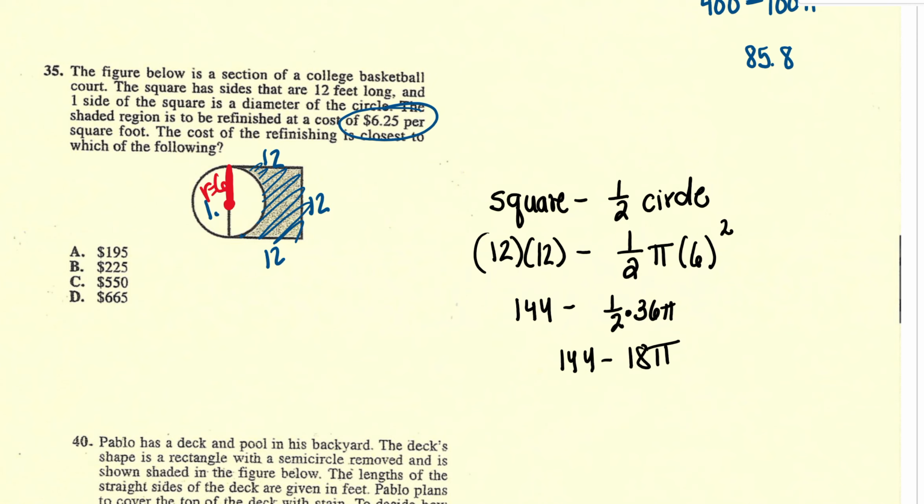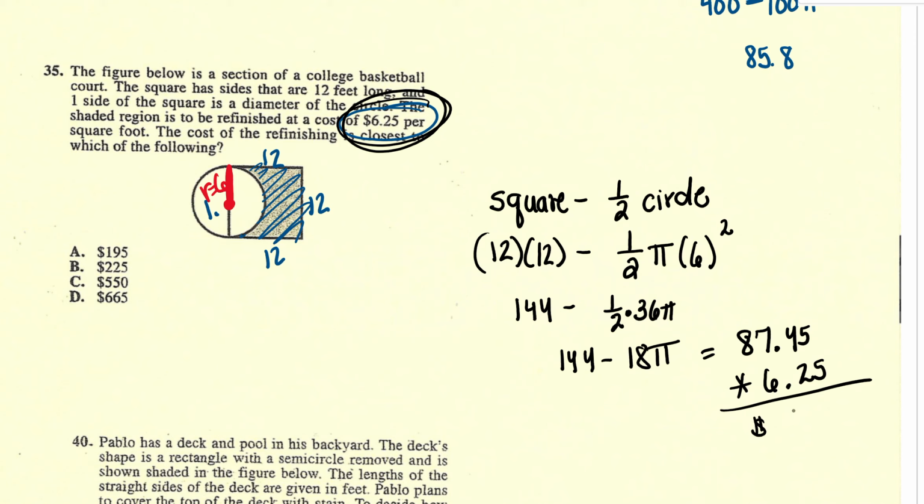But you know your calculator how you want to do that. And you get 87.45. But that's what the area is. Now we have a cost of $6.25. So go to your calculator and multiply that by $6.25 to get $546.57, or answer C. So in this particular case, you can see how they took an area type problem and then added an extra step by making it a word problem to find the cost.